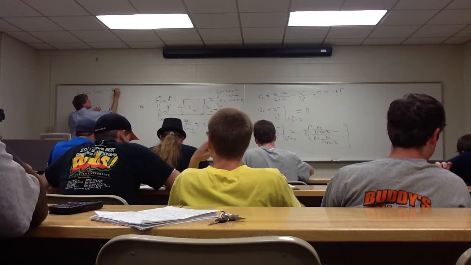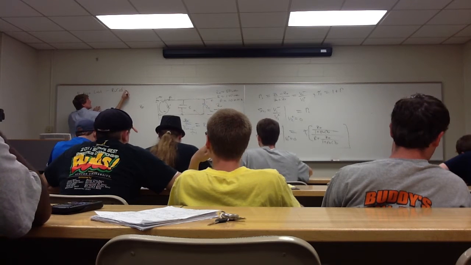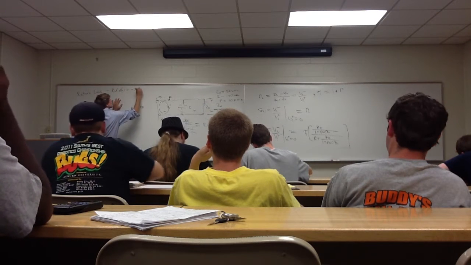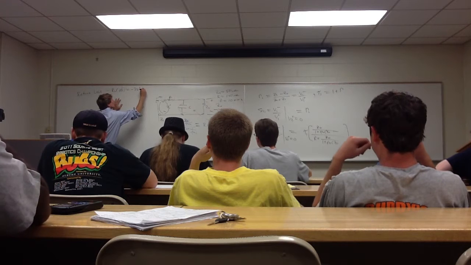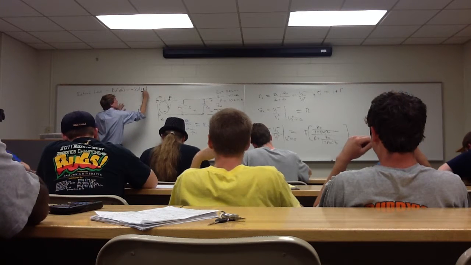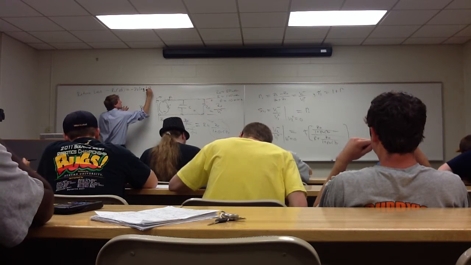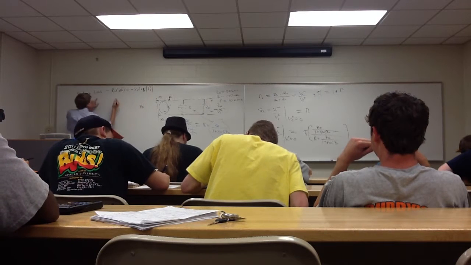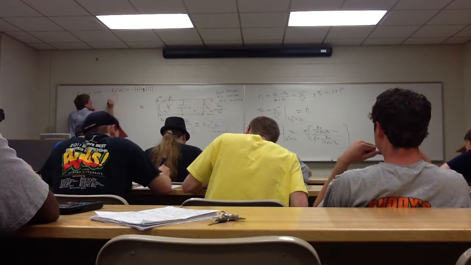RL, and it is in dB, and it is equal to minus 20 times the log of the magnitude of the reflection coefficient of port 1. This would be the return loss at port 1.